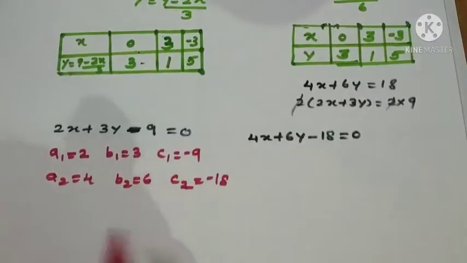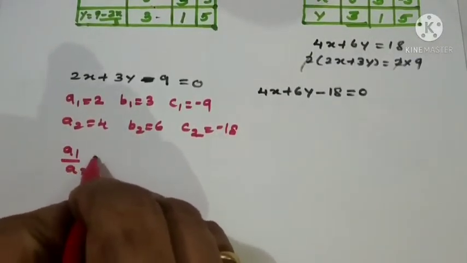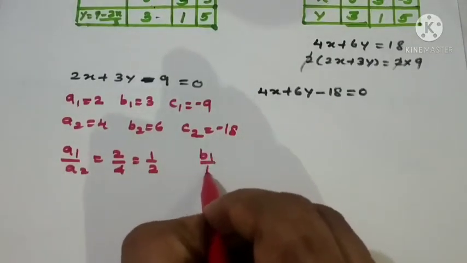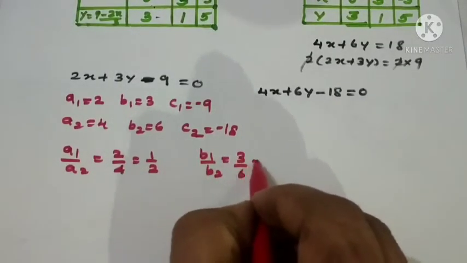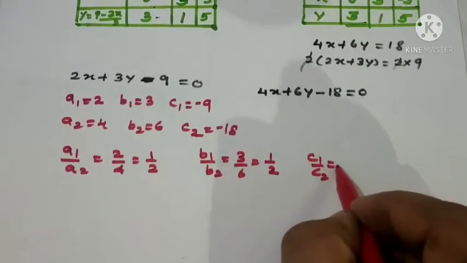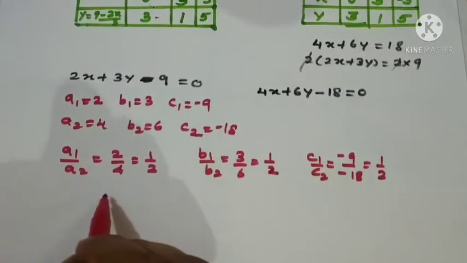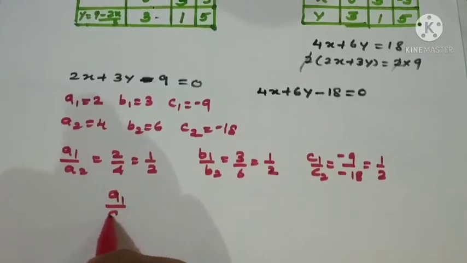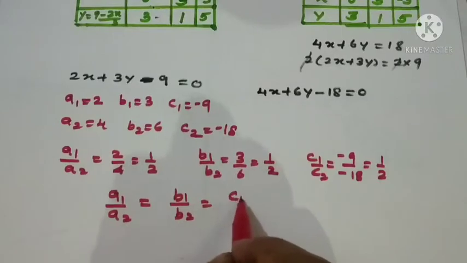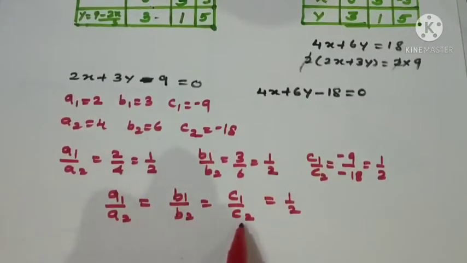Now just find the ratios. What are the ratios here? a1 by a2 equal to 2 by 4 equal to 1 by 2. b1 by b2 is also 3 by 6, equal to 1 by 2. c1 by c2 equal to minus 9 by minus 18. Again if we cancel we get 1 by 2. So what we got here: a1 by a2 equal to b1 by b2 equal to c1 by c2 equal to 1 by 2. Then the lines are coincident.